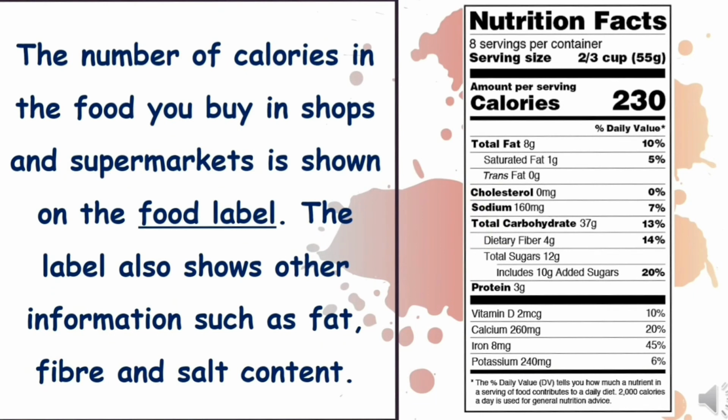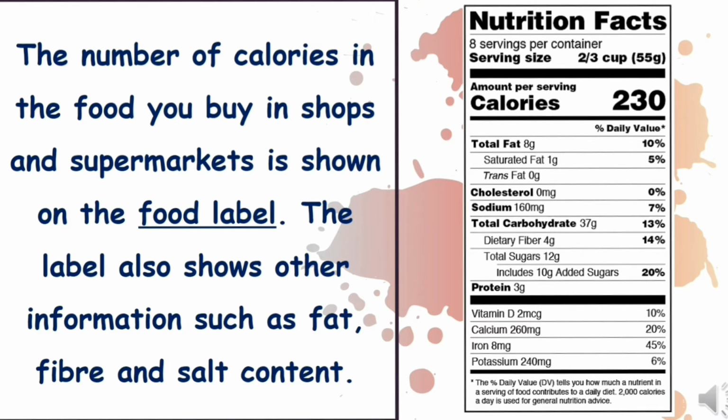Now, the number of calories in the food you buy in shops and supermarkets is shown on the food label. Any kind of food you buy, you check, you will find a food label like the one I've shown here. You can go home and check on your cereals, on your tins, on your canned food, anything. Even on the back of the chips, you will see this label.